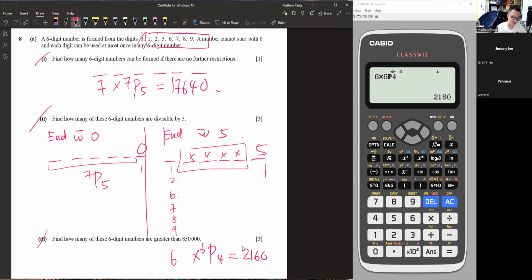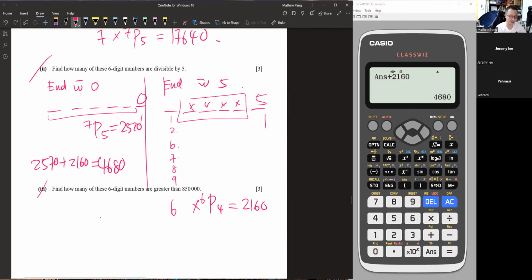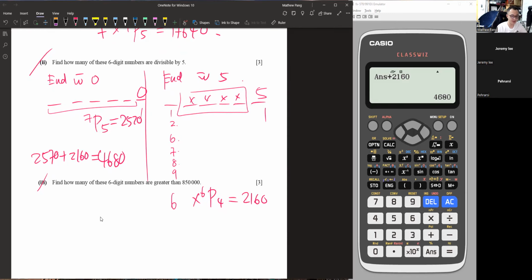So, yep, this is 6 times 6P4. So this is 2160. Need to add the 7P5, which is 2520. So you add together. So the final answer is this one. 2520 plus 2160, you get this one. Okay, so yeah, Jeremy must be quite careful about your second answer. Yeah, you got the answer after that. Good job.